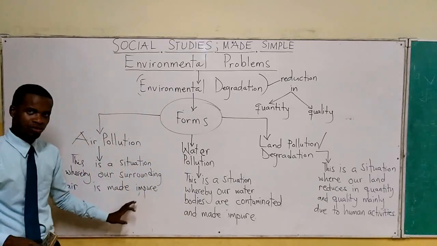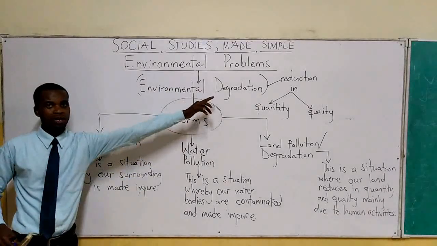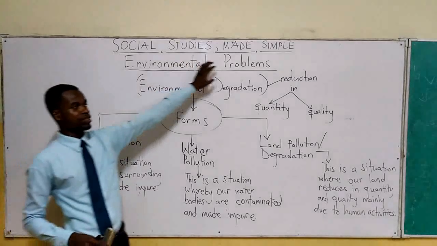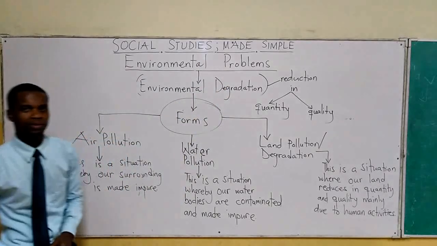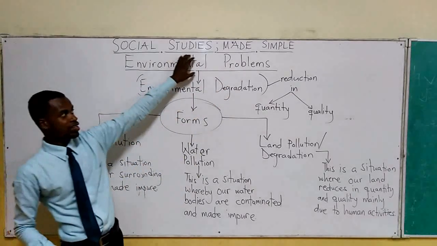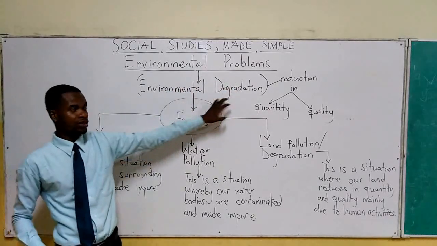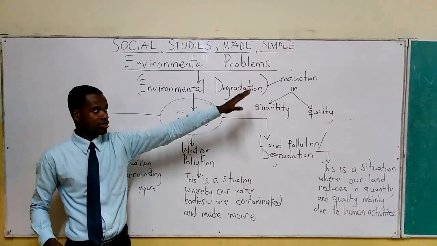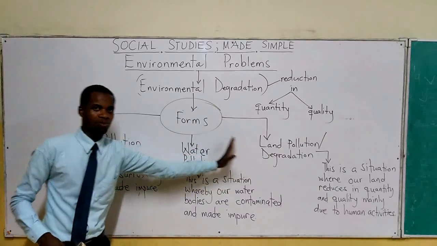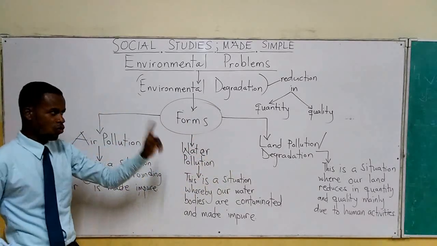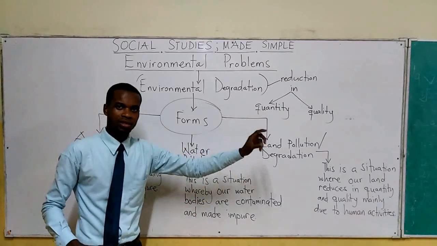Let's come and do a quick recap. Air pollution is one of the forms of environmental degradation, and it creates a problem, and that problem is classified as an environmental problem. Good, I hope you follow. So we're looking at environmental problems, which can be described as environmental degradation, where there is a reduction in quantity and quality of the components of the environment, and they are put under three main categories: 1, air pollution. 2, water pollution. 3, land degradation.